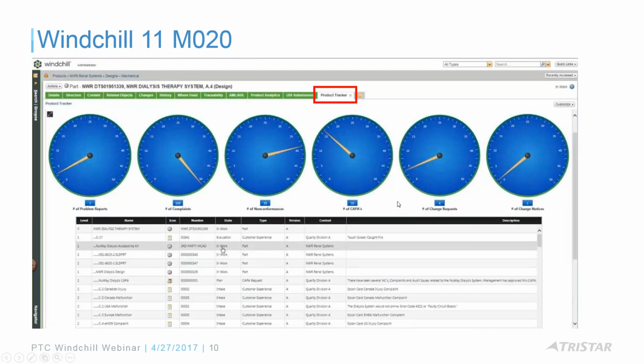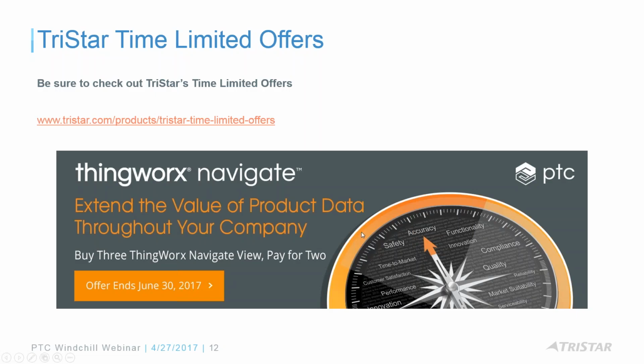We had customers who are also pulling in sales quote numbers from their CRM systems and consolidating that into a dashboard within Navigate, within some of the TriStar apps, and now in Windchill 11 M20 you can also do this within the Windchill page itself. So that essentially is PTC Navigate today.